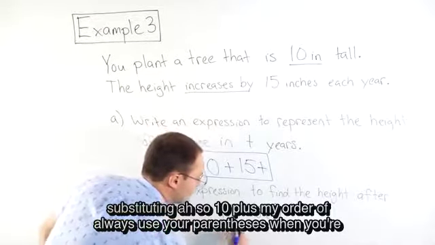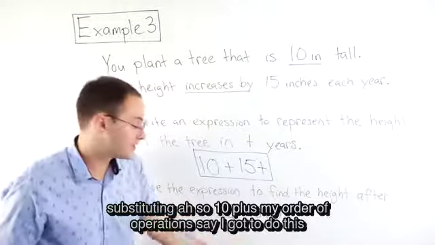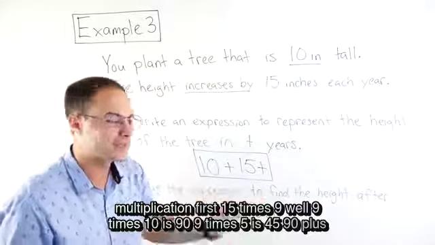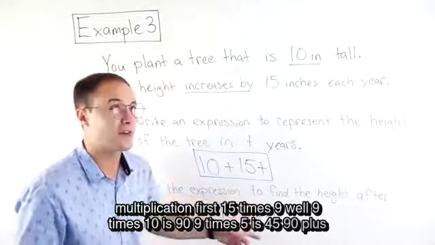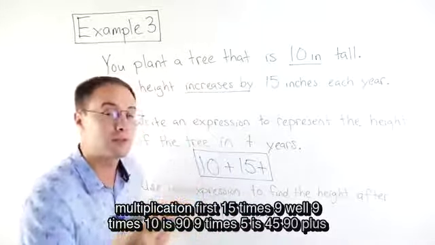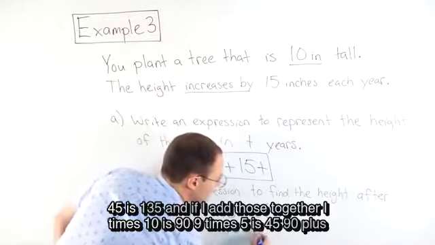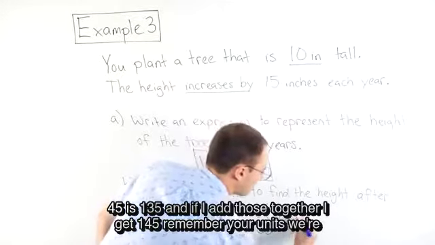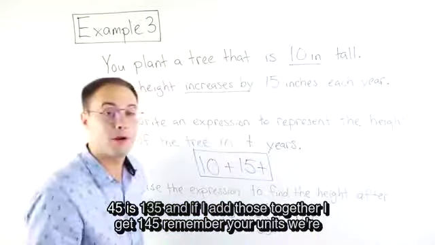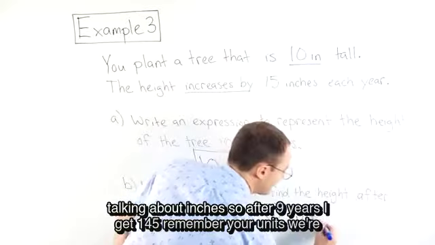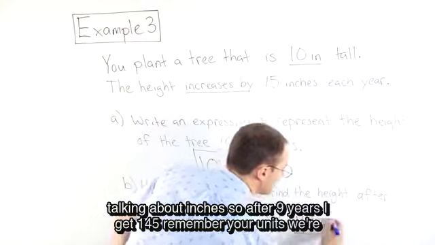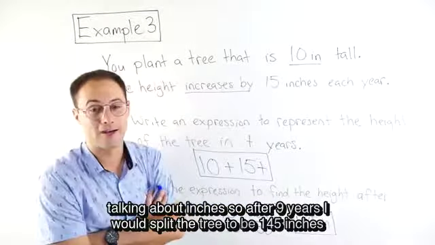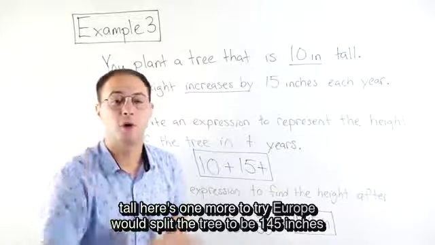So 10 plus, my order of operations say I got to do this multiplication first. 15 times 9, well, 9 times 10 is 90. 9 times 5 is 45. 90 plus 45 is 135. And if I add those together, I get 145. Remember your units, we're talking about inches. So after 9 years, I would expect the tree to be 145 inches tall. Here's one more to try on your own.